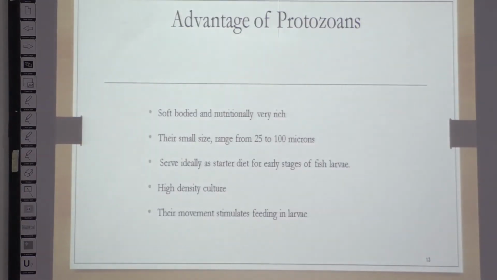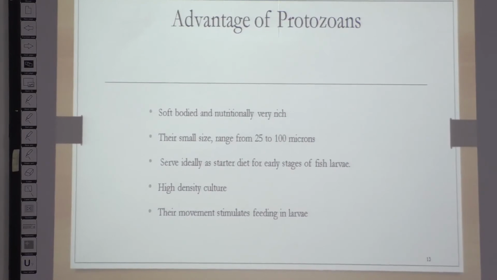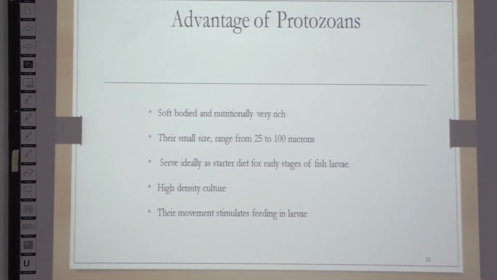Now, what is the advantage of the protozoans? As I said again, it is a very soft body and nutritionally very rich food. Again, their size is very small. Most of them are 25 to 50 micron. Of course, bigger ones are also there. And this 25 micron to 50 micron size is ideally suitable for the marine fish larvae. They serve ideally as a starter diet for the early stages of fish larvae.